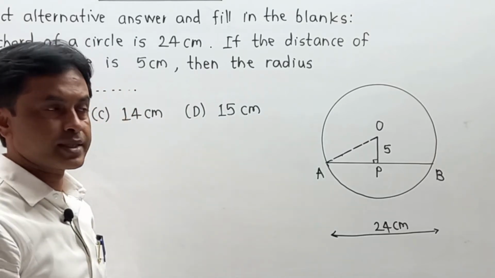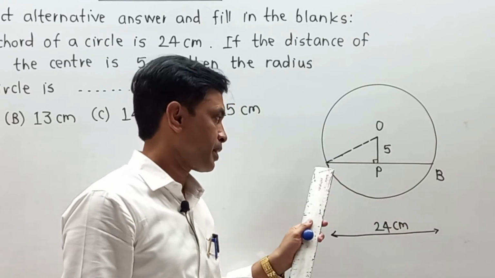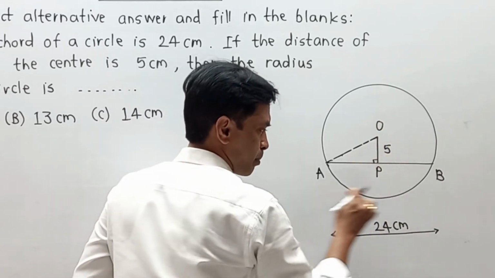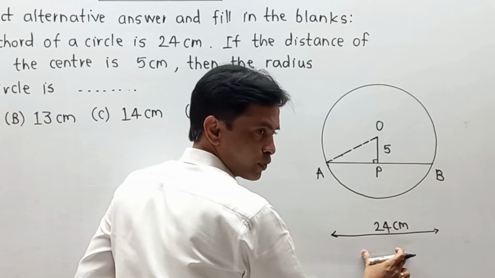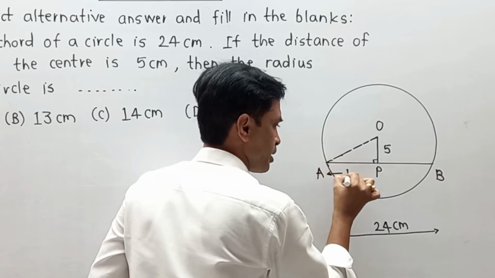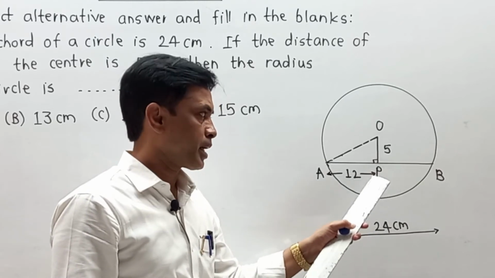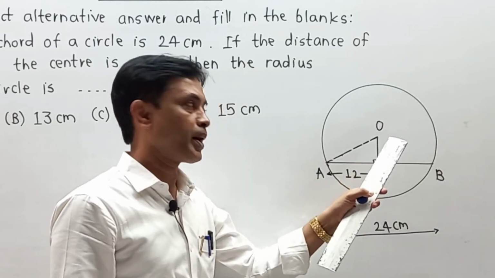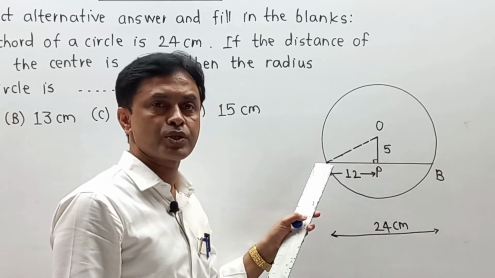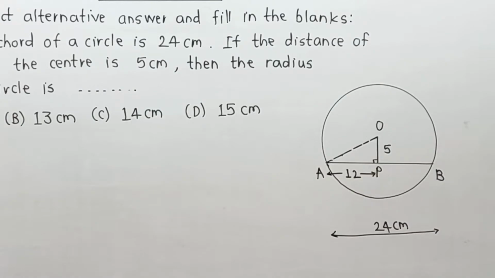Now here, the understanding part is most important. Here OP is 5 centimeter and AB is 24. But we know that the perpendicular from the center of a circle to a chord bisects the chord. Naturally AP is half of that, half of 24, which is 12. And in triangle OPA, using the Pythagoras theorem, I am going to calculate OA. We know that OP square plus AP square is OA square, because this triangle is a right angle triangle.